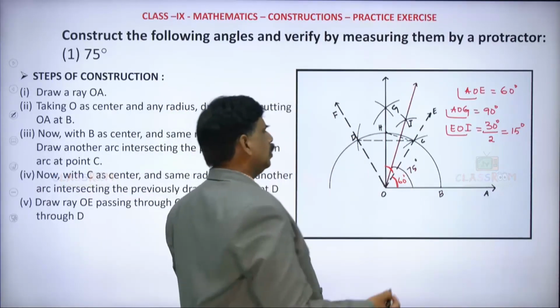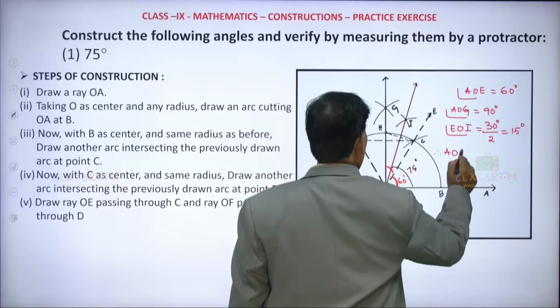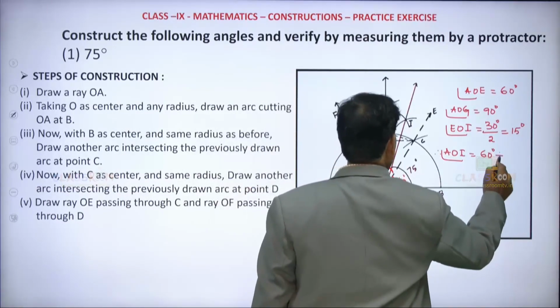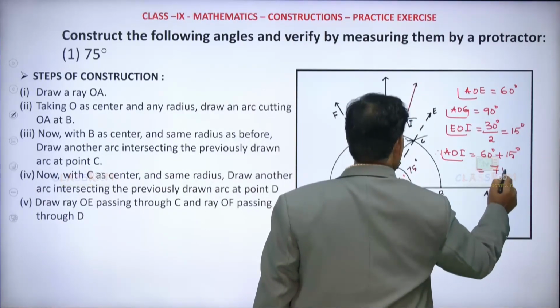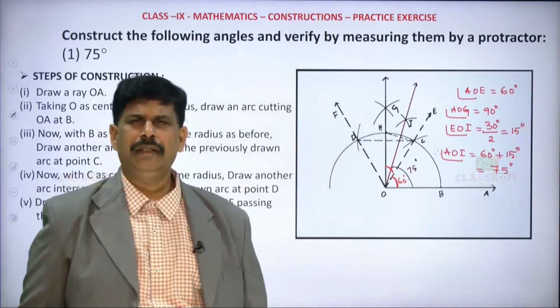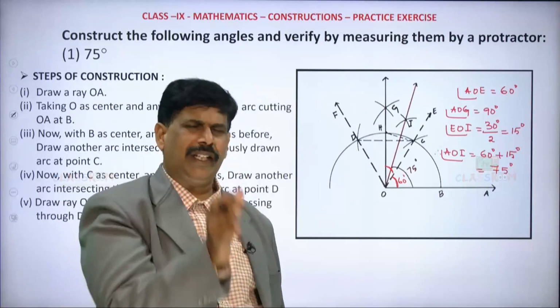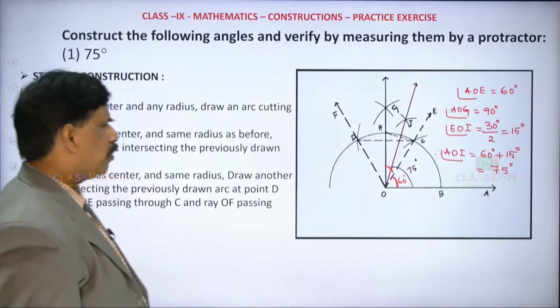Clear? So therefore angle AOI will be 60 plus 15. How much is 60 plus 15? That is 75. So simple. First draw 90. From 60 to 90, that is 30 degrees, no? So bisect that 30. 60 plus 15, 75. Let's continue the steps of construction.